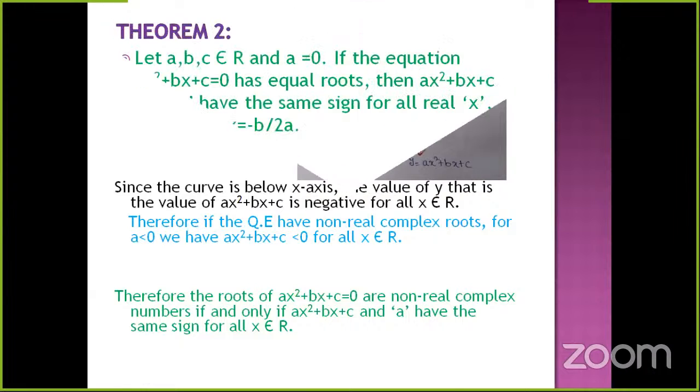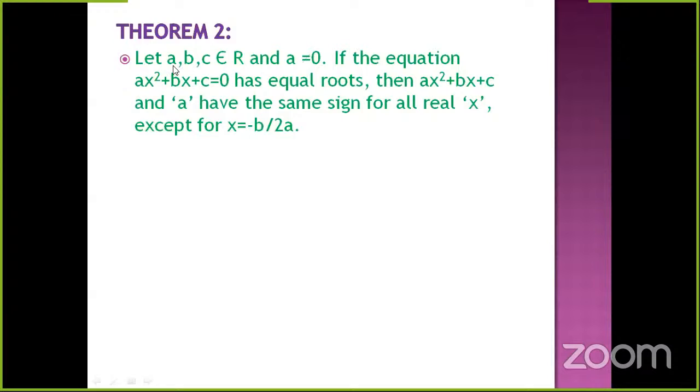Now let us check the second theorem. Let a, b, c belongs to R and a not equal to 0. If the equation ax square plus bx plus c is equal to 0 has equal roots, then ax square plus bx plus c and a have the same sign for all real x except at x equal to minus b by 2a. Here the condition is the quadratic equation is having equal roots. Equal roots means the delta value will be equal to 0. So this theorem also I will show by using the graphical method.